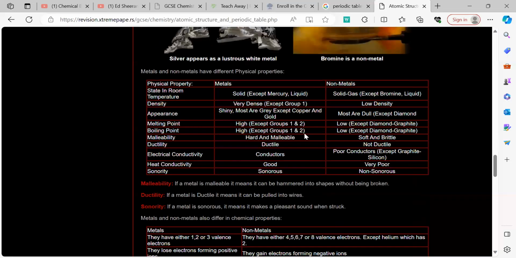So I talked about why metals are solid and malleable and ductile in the previous video, and why non-metals are poor conductors of electricity. So their physical properties are often asked: metals are shiny, whereas non-metals are dull, obviously.